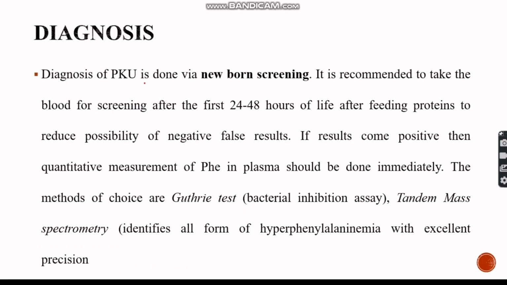Diagnosis. Diagnosis of PKU is done via newborn screening. It is recommended to take the blood for screening after the first 24 to 48 hours of life, after feeding proteins, to reduce the possibility of false negative results. If results come positive, then quantitative measurement of plasma phenylalanine should be done immediately. The methods of choice are the Guthrie test, bacterial inhibition assay, and tandem mass spectrometry, which identifies all the forms of hyperphenylalaninemia with excellent precision.